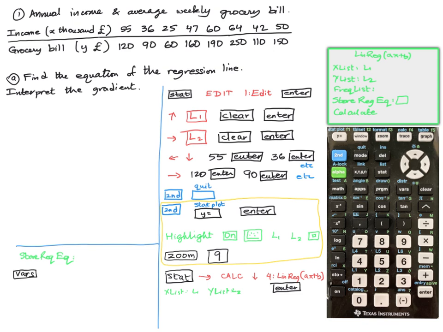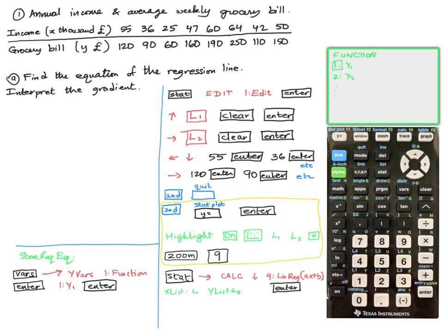So at this point we hit the vars button. Then it brings up this screen. We scroll over to Y-Vars. The first option there is function. And we hit enter when it's selected function. And under the function menu, it has Y1, Y2, Y3, and 1 should be highlighted. We like Y1, so we're going to hit enter one more time.